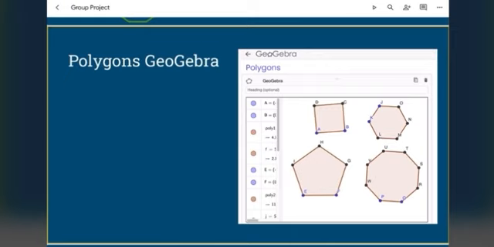Or the last option to draw a polygon in GeoGebra would be to select just vertices. And then with the line segment tool, you can create lines in between the vertices to create a polygon.